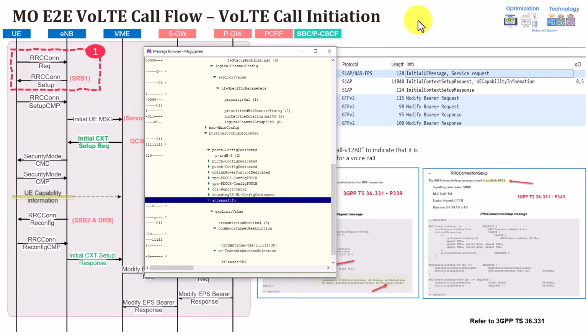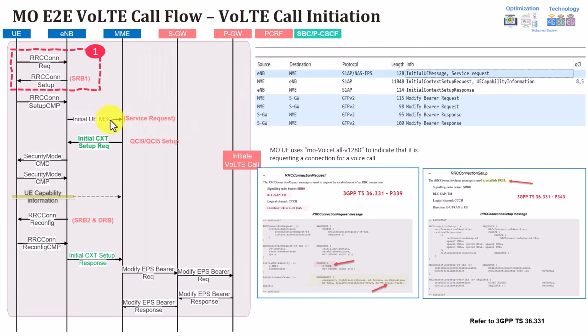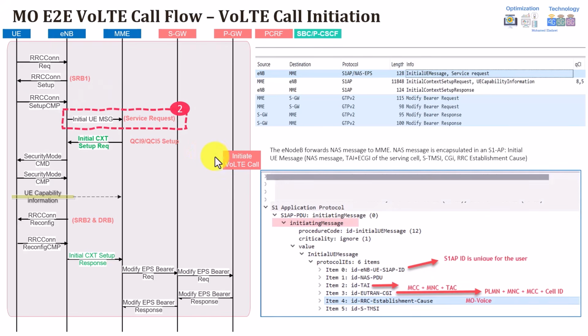So now let's move to the next messages. The next message, we need to explore what we have inside the initial UE message. So let's go. As you can see, the initial UE message here includes the service request, right? And this usually includes this information, as you can see here. The first part here has 6 items. It can sometimes be more, but this is the most common.